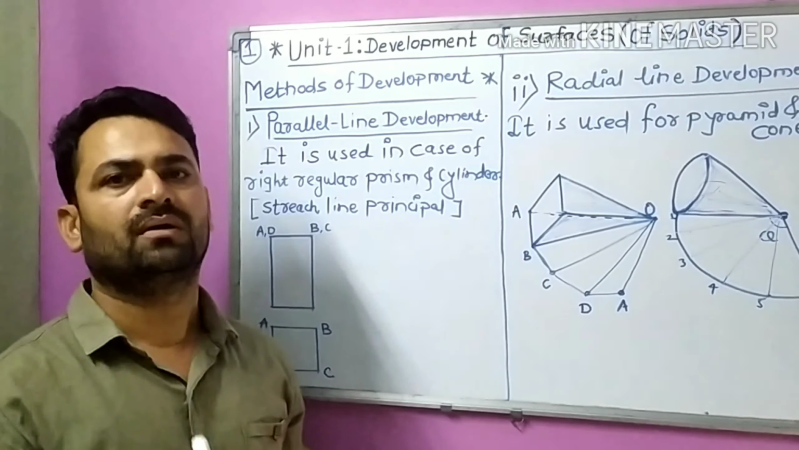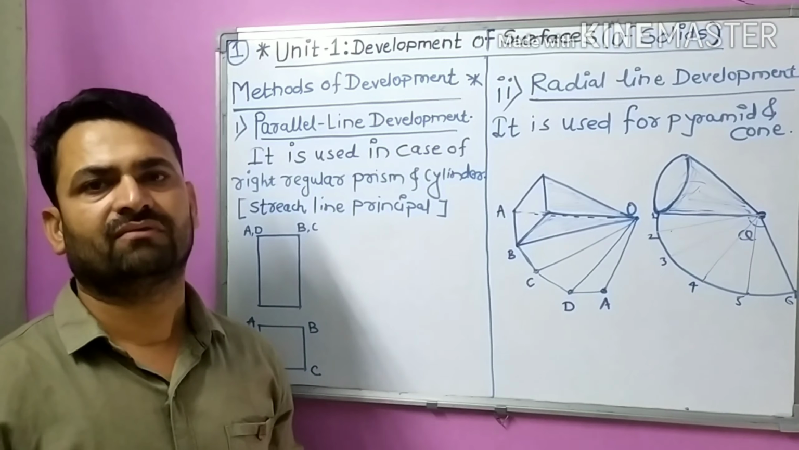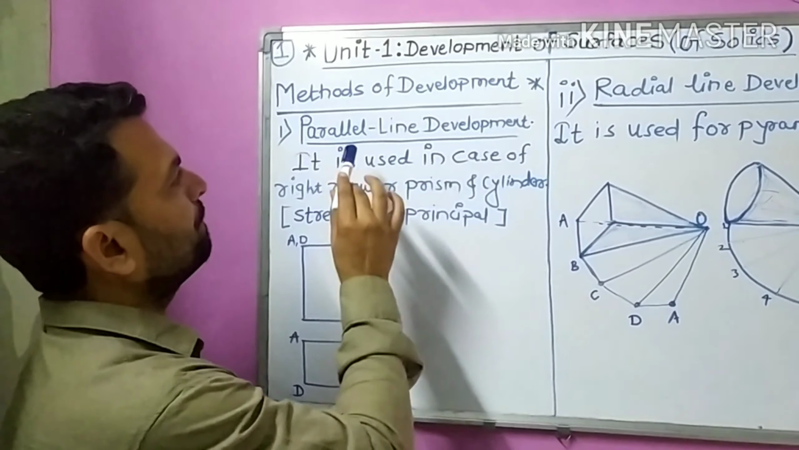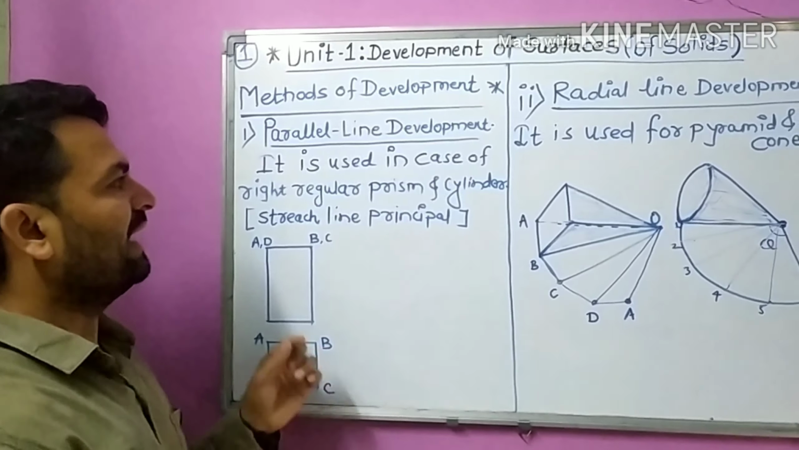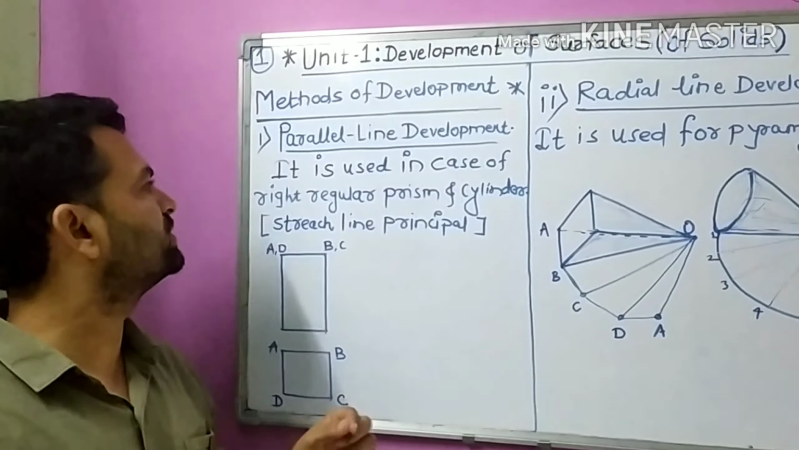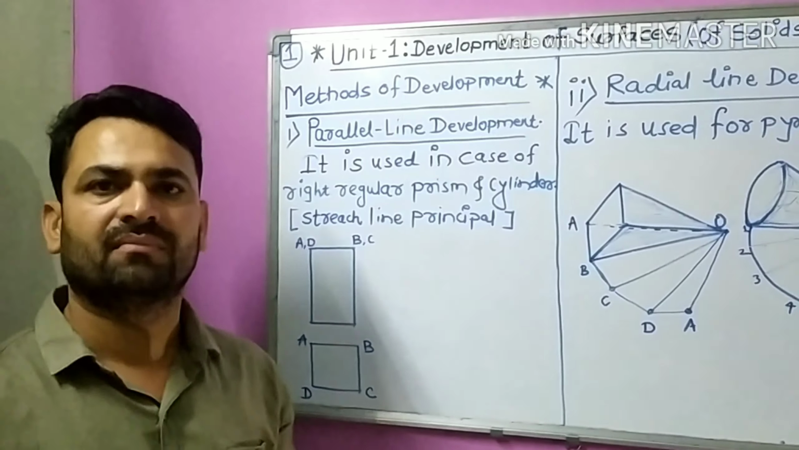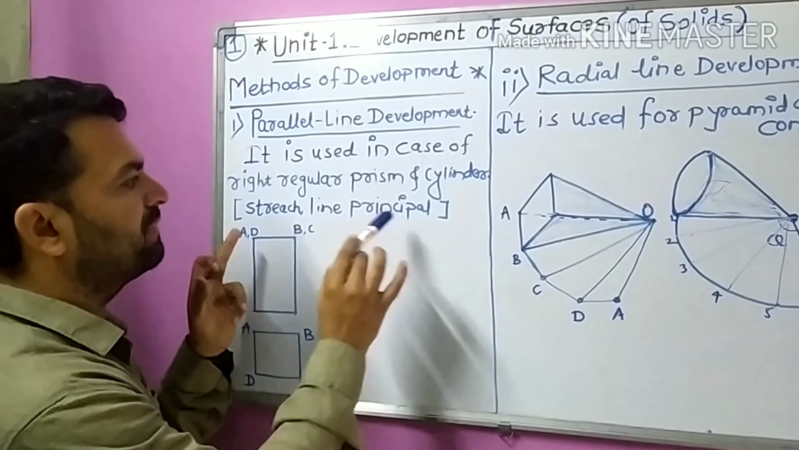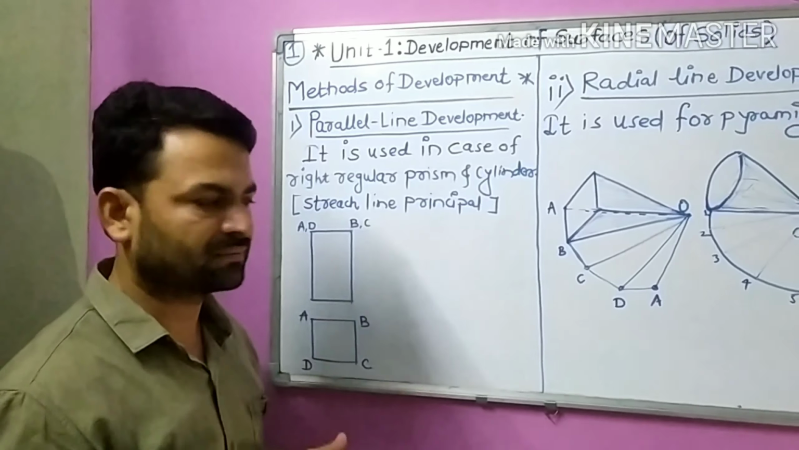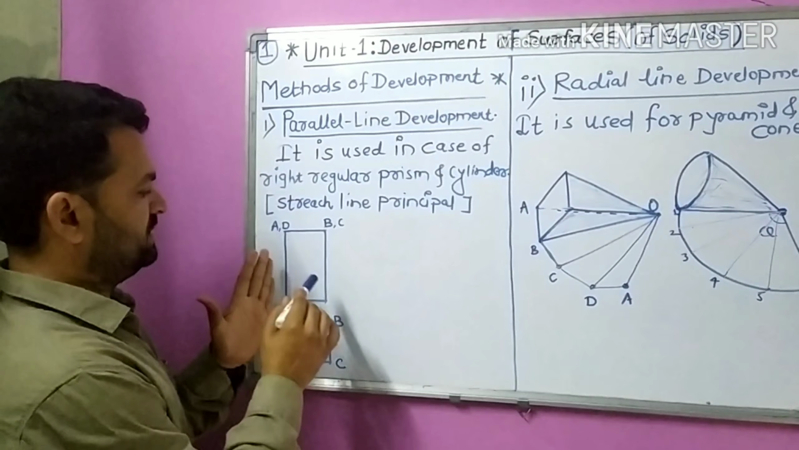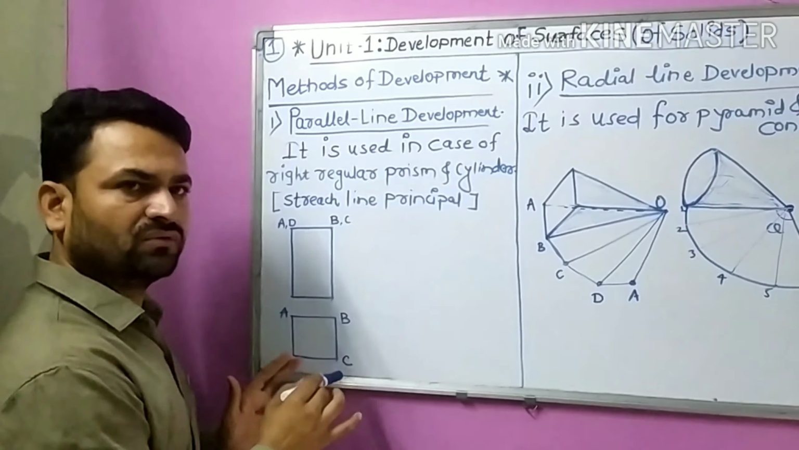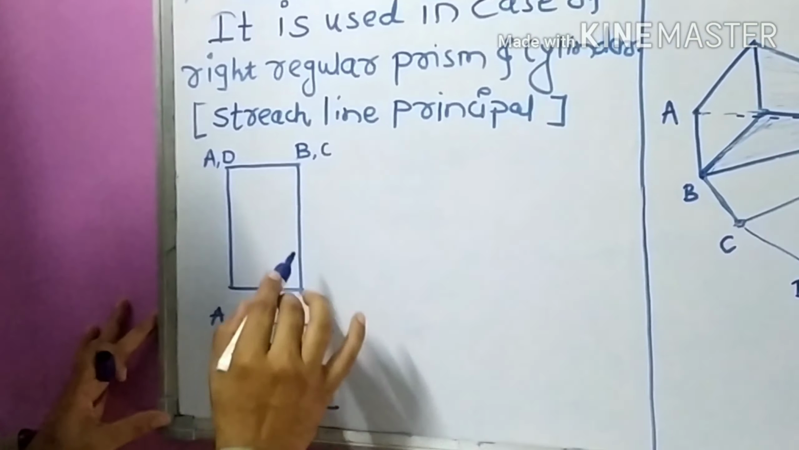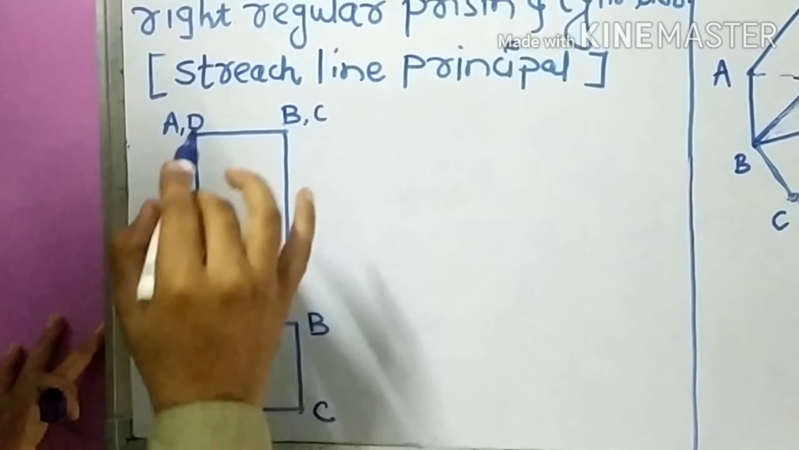There are basically two methods for development of lateral surfaces of solids. The first method is the parallel line development method, and this method is specially used for right regular prisms and cylinders. This method is also known as the stretch line method or stretch line principle method. This is a front view and top view of a square prism, and in the stretch line method, what is the procedure?